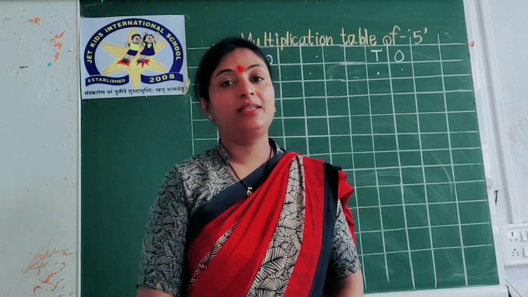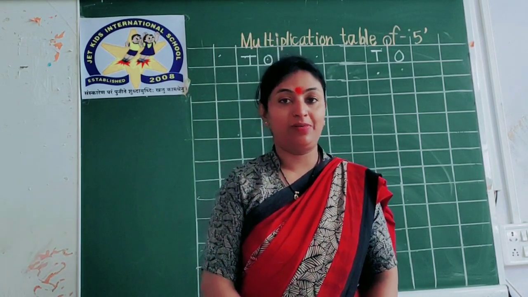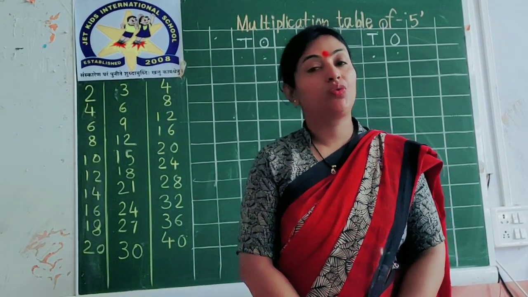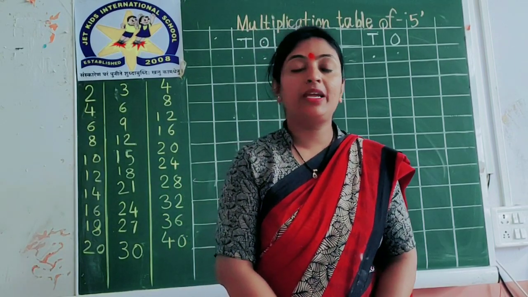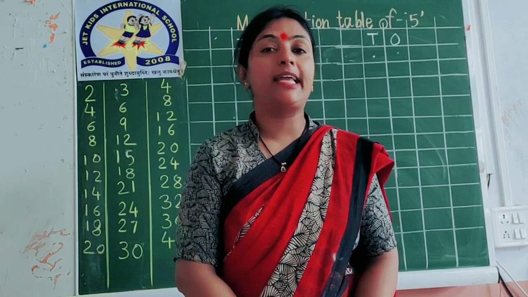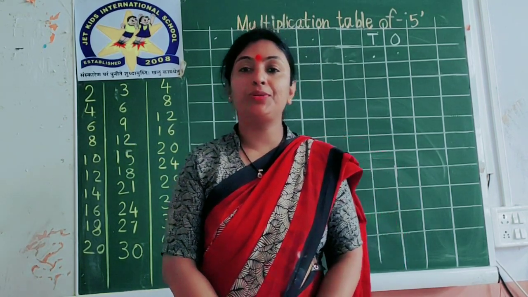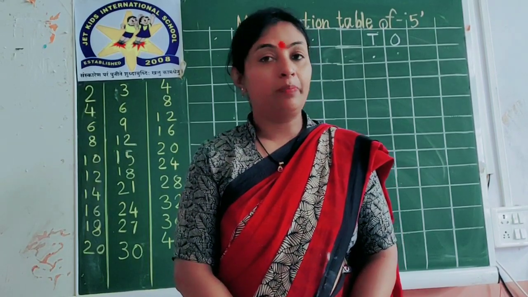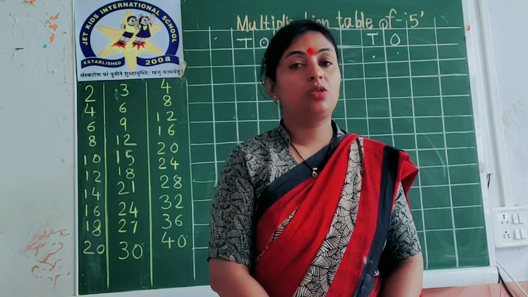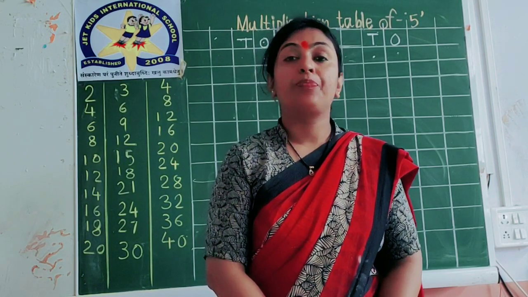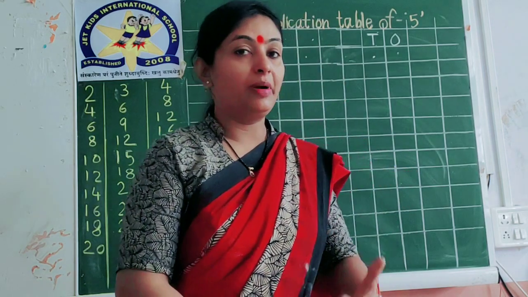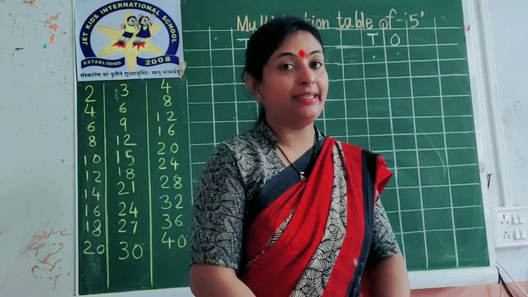But before that, let us revise our 2, 3 and 4 tables, right? So kids, we have done tables 2, 3 and 4. We have done a lot of practice of 2, 3, 4, kids. Now it's time to go ahead. Today ma'am is going to teach the multiplication table of 5. So we are going to recite it, drill it. So be ready for it, kids. Before that, ma'am will take your revision on 2, 3 and 4.